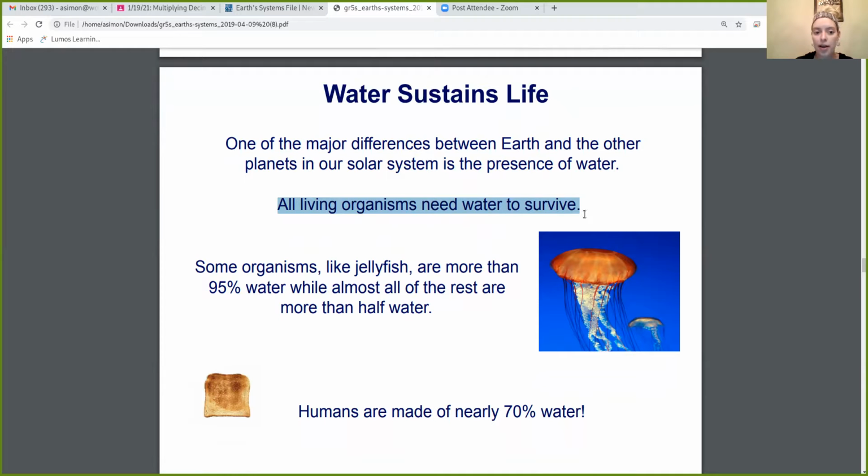And if we think about it, some organisms, like the jellyfish that we see in this picture, are more than 95% water. So 95% of their body is made up of water, while most other things are at least half water. Humans are actually made of 70% water, so the majority of the human body is water. Go ahead and add that to our notes. Humans are made up of nearly 70% water.